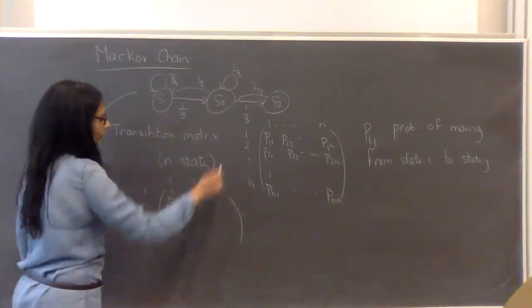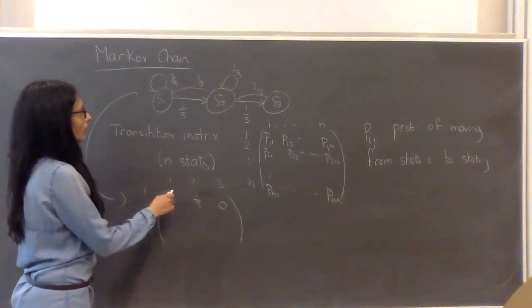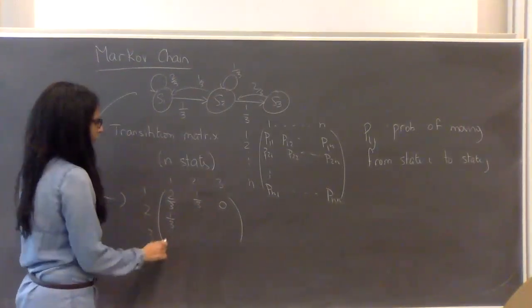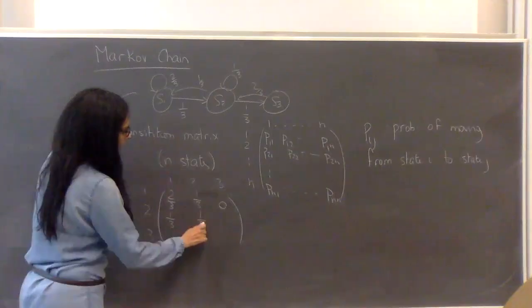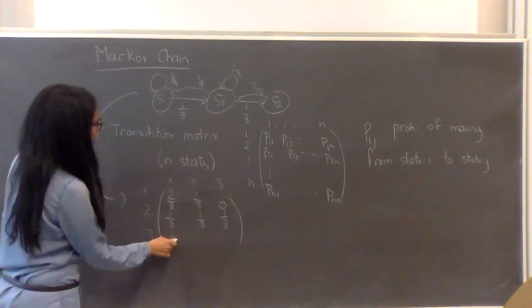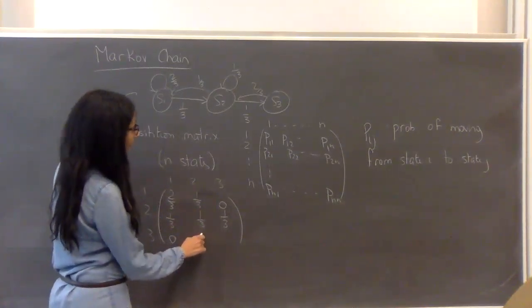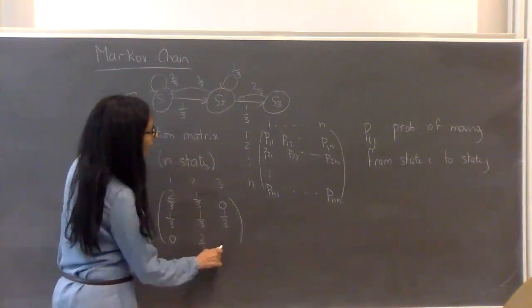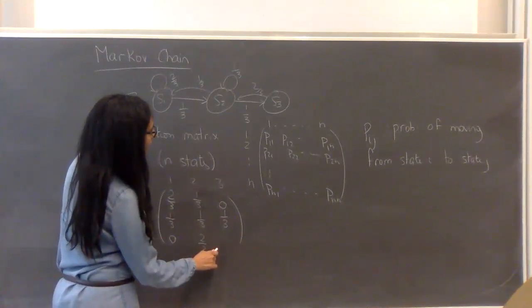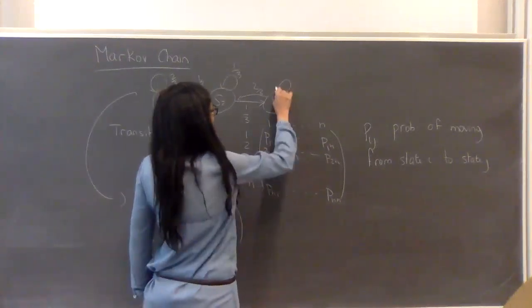And there is no probability for going from 1 to 3. Now, from 2 to 1 is 1/3. From 2 to 2 is 1/3, and here is 1/3. 3 to 1 is 0. 3 to 2 is 2/3. And 3 to 3 is 1/3.